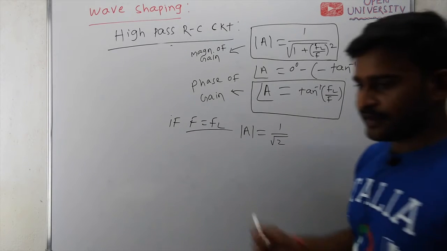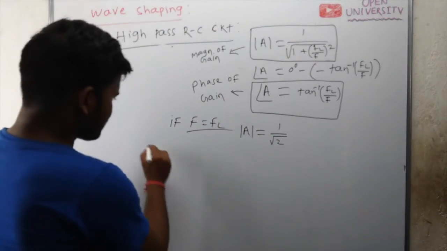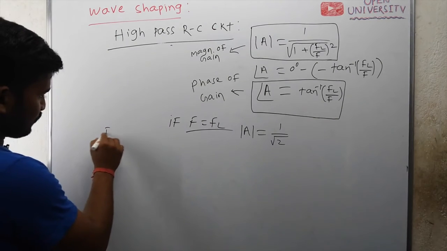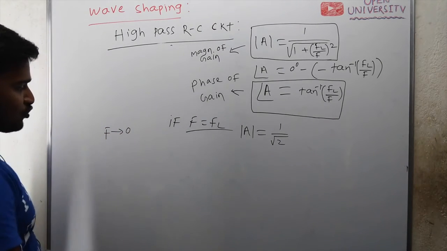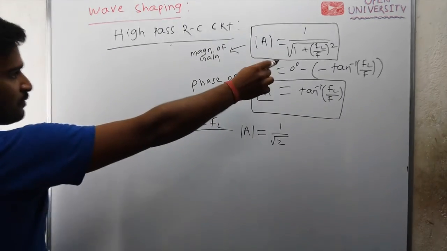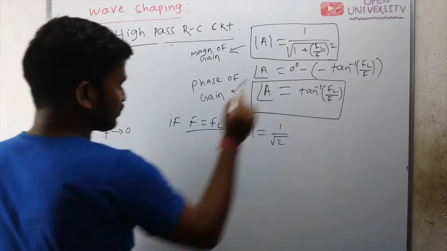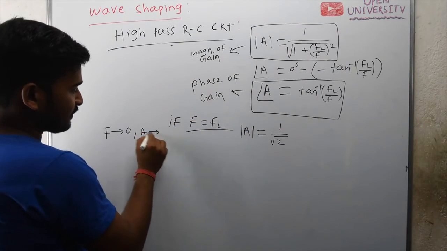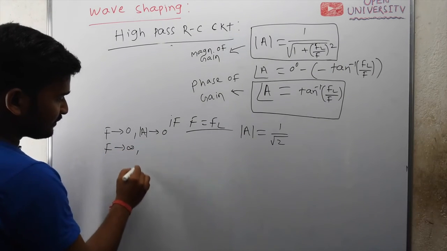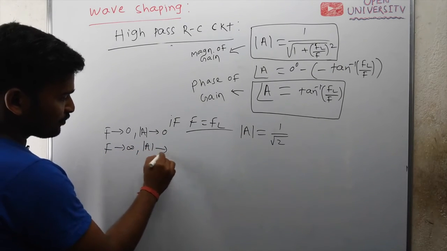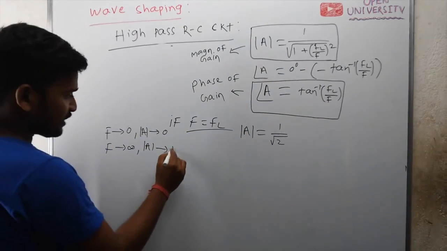Now, if the frequency tends to 0, something by 0 is infinite, and something by infinite will be 0, so the magnitude of gain tends to 0. If the frequency tends to infinite, then something by infinite is 0, and the magnitude of gain tends to 1.